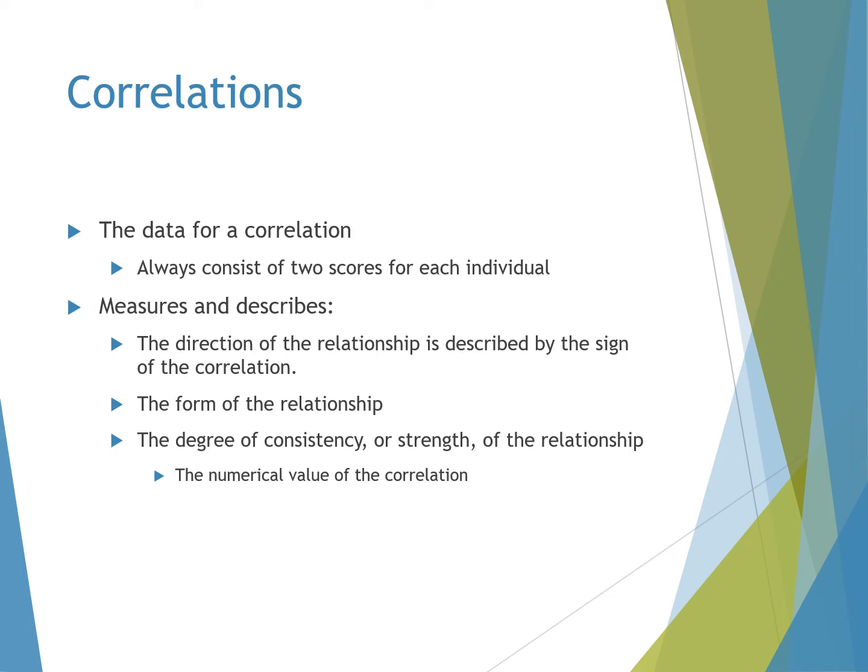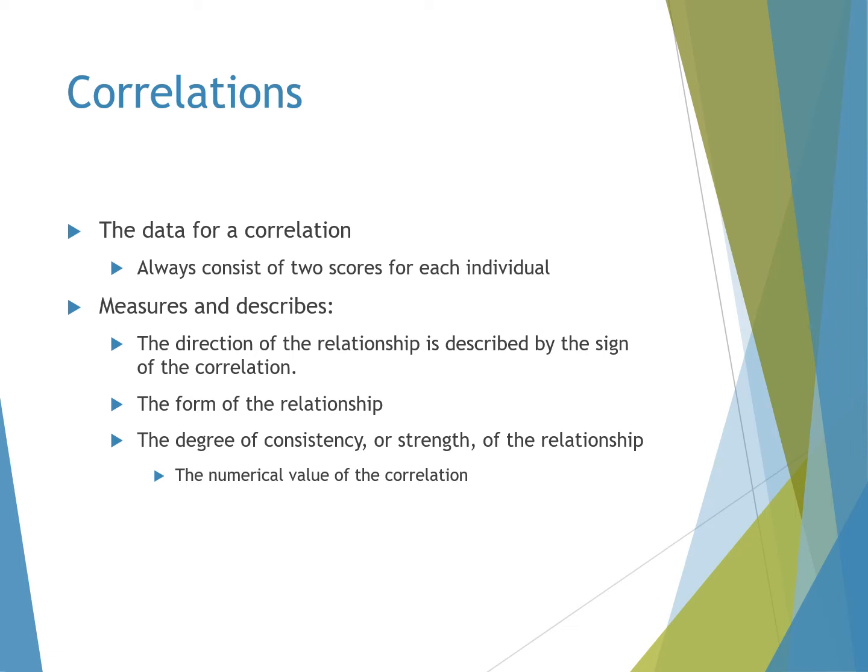Next, we might look at correlations. So remember that with correlations, we get 2 scores for each individual. The scores are identified as X and Y. So every person in your sample has a score for X and a score for Y. And this can be presented in a table or a scatter plot. We've talked about these a little bit.